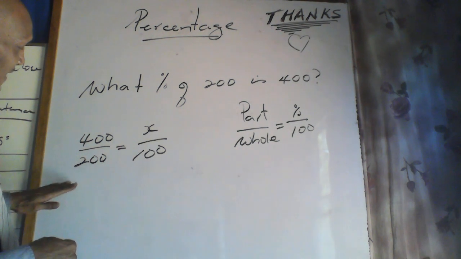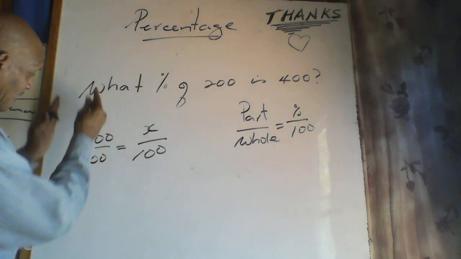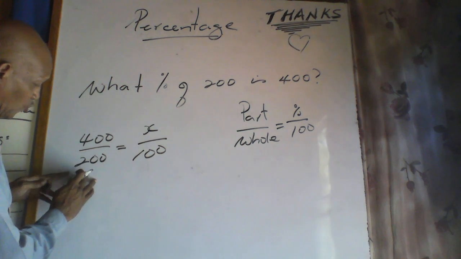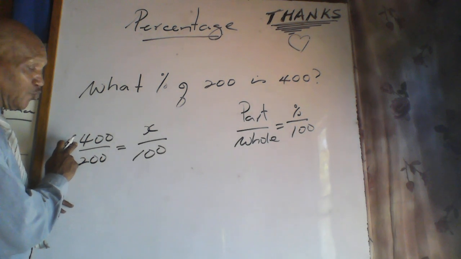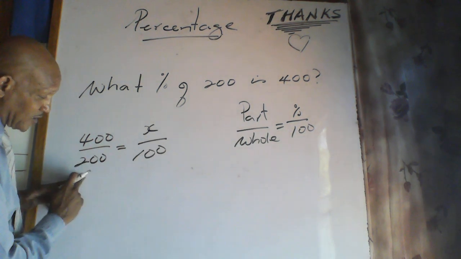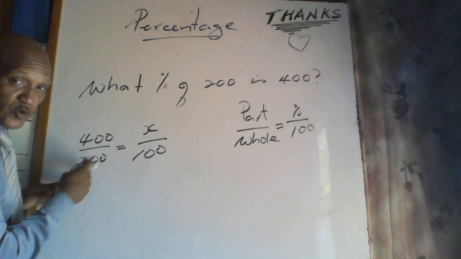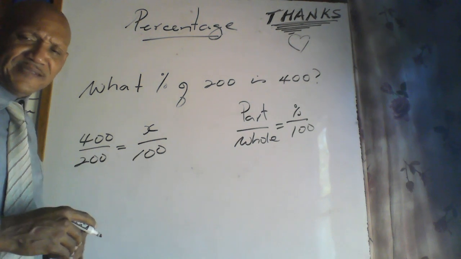So now, can I cancel? I could cancel. I could reduce 200 into 400, which goes 2 times. I could cancel across the bottom. 100 into 200 goes 2 times. There's so many different things I could do.